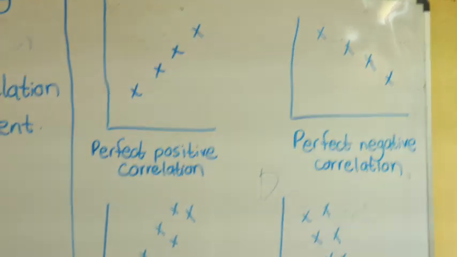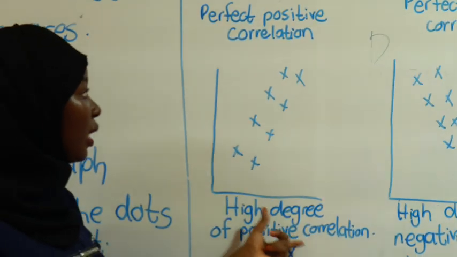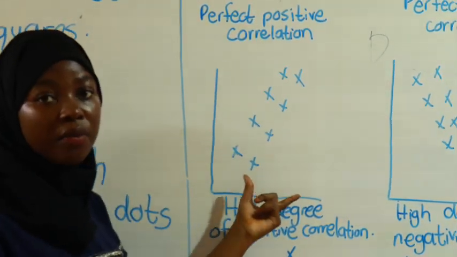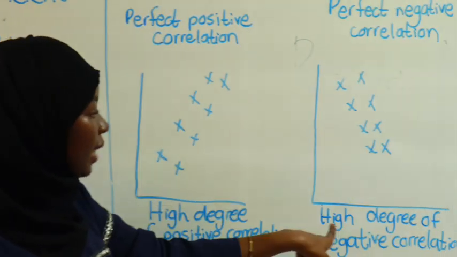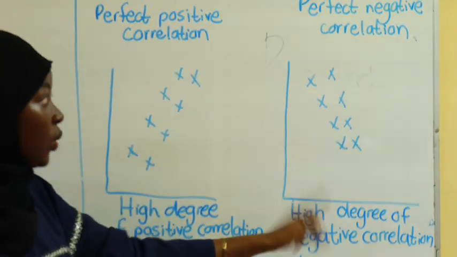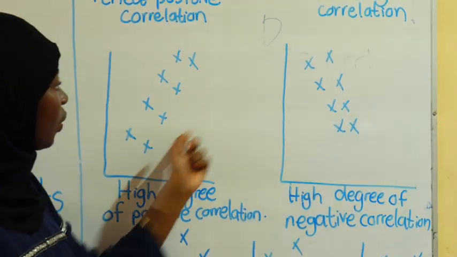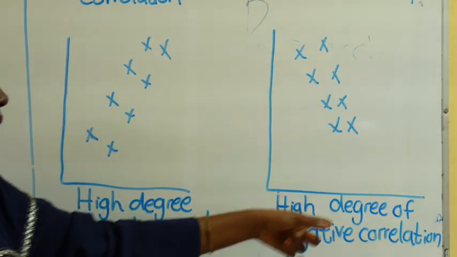And then when your graph looks something like this, this shows a high degree of positive correlation. You see the points, they're closer to each other. When it's like this, a high degree of negative correlation. Take note of how the dots are going. This one all moving in the same direction, this one they're moving in different directions, that's why it's negative.